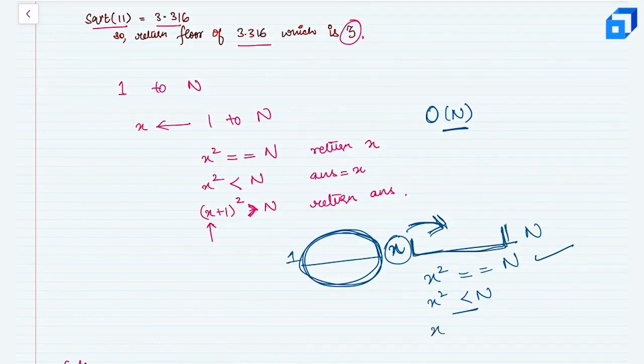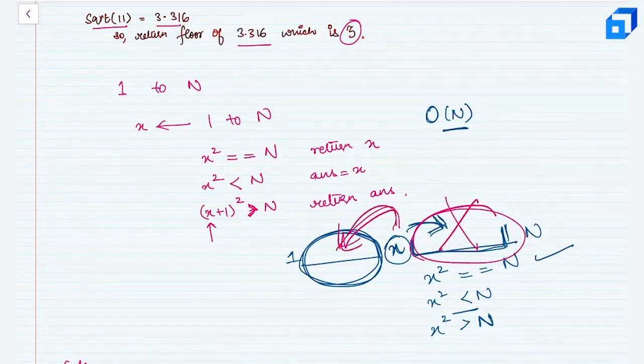Now the third condition is when x square is greater than n. If this is the case, then we know that any value which is greater than x cannot be the answer. That means we should look to our left, and we should also ignore this x, because x square was greater than n. So from here comes the intuition to apply binary search, because we have a search space and we have conditions because of which we can reduce the space into half.